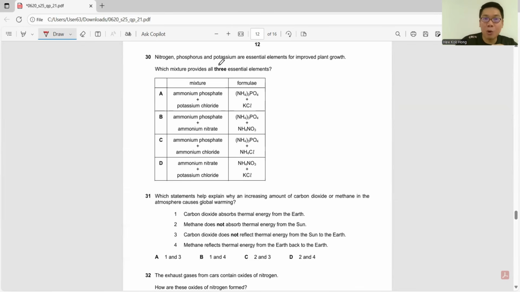Which mixtures provide all three essential elements? NPK. Here don't have K, here don't have K, here don't have P. So NPK is here. You just see from the elements that they contain and you can tell me the answer.